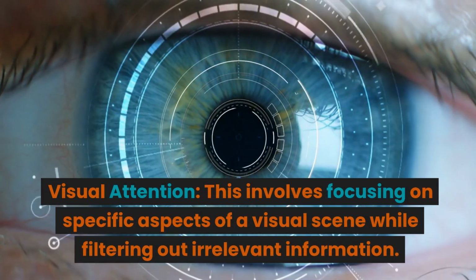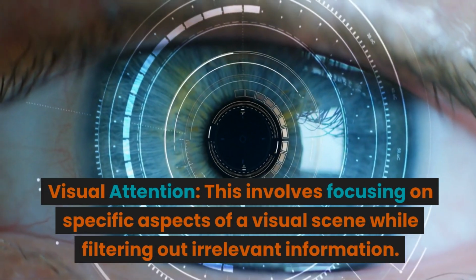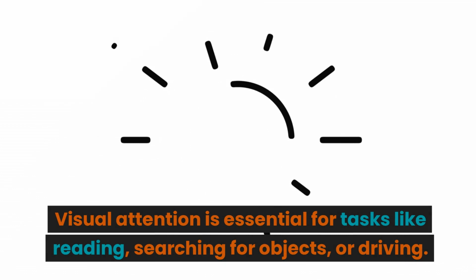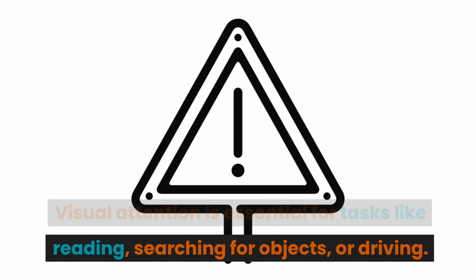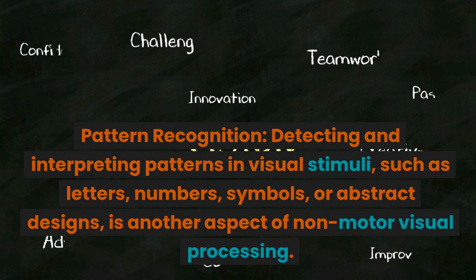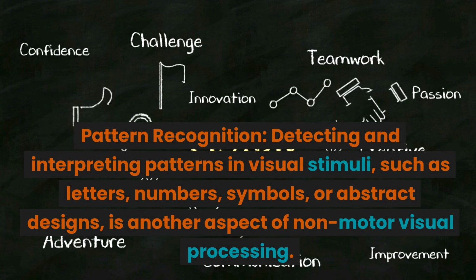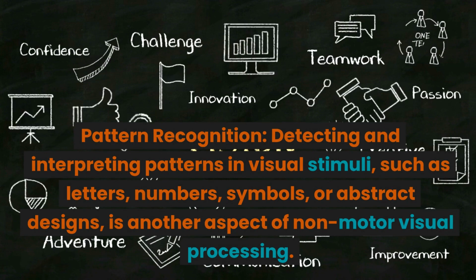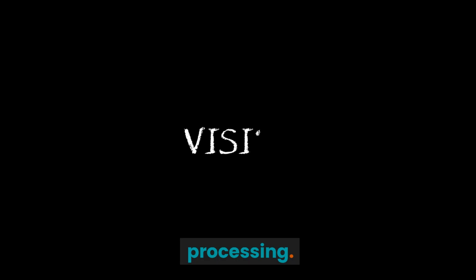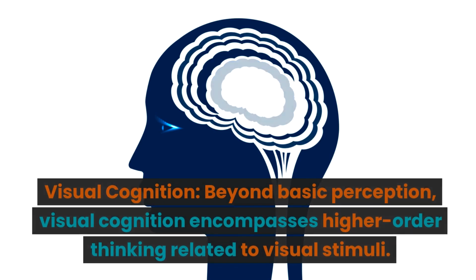Visual attention. This involves focusing on specific aspects of a visual scene while filtering out irrelevant information. Visual attention is essential for tasks like reading, searching for objects, or driving. Pattern recognition. Detecting and interpreting patterns in visual stimuli, such as letters, numbers, symbols, or abstract designs, is another aspect of non-motor visual processing.